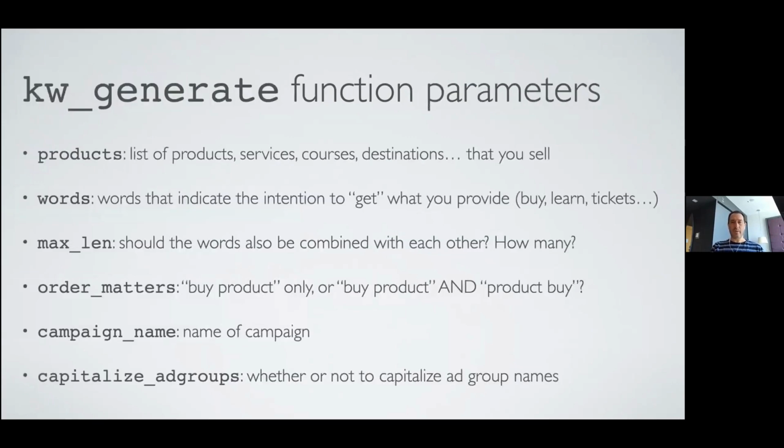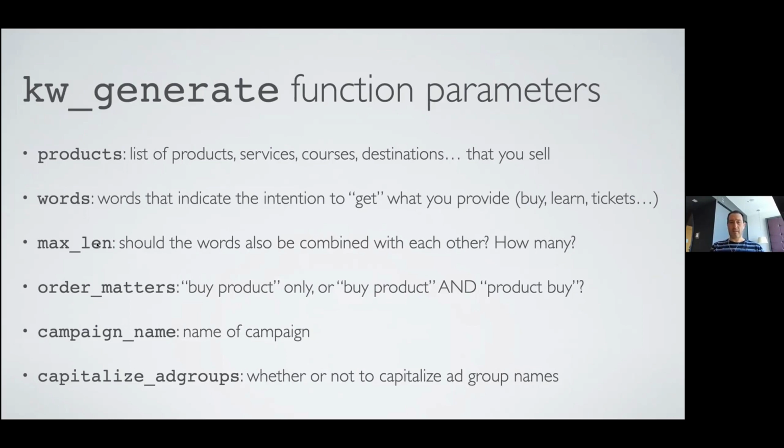Okay, so the keyword generate function parameters are the following. These are the two most important ones. The products, as I said, is a list of products or services or courses or destinations that you provide and that you sell. Words, that's another parameter. It's a bunch of words that indicate the intention to get what you provide. Now, get could mean buy, could mean learn, could mean, as I said, many different things.